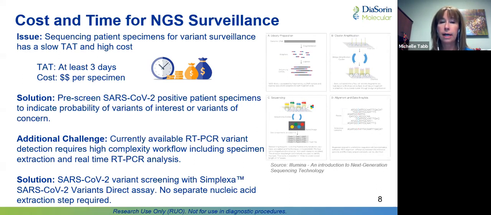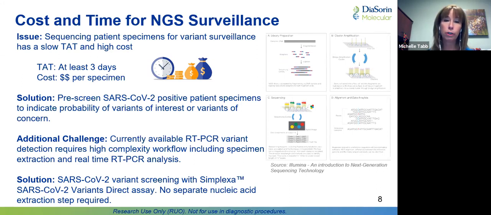So there are tests out there that allow detection of certain variants, but the additional challenge with many of those is that the currently available RT-PCR variant detection has a requirement for a high complexity workflow, usually requiring specimen nucleic acid extraction followed by real-time PCR analysis, something that's much more time consuming.